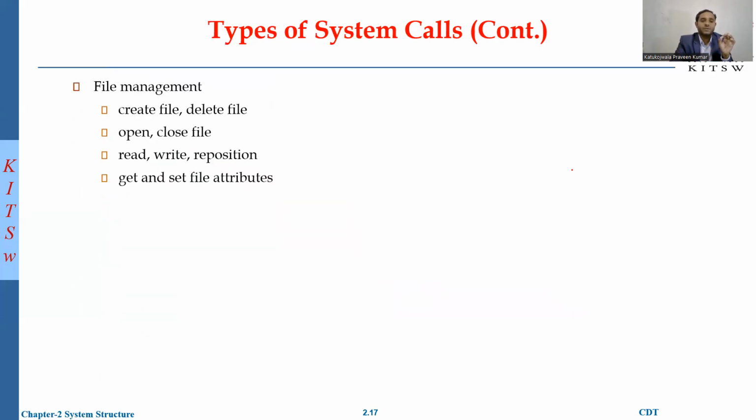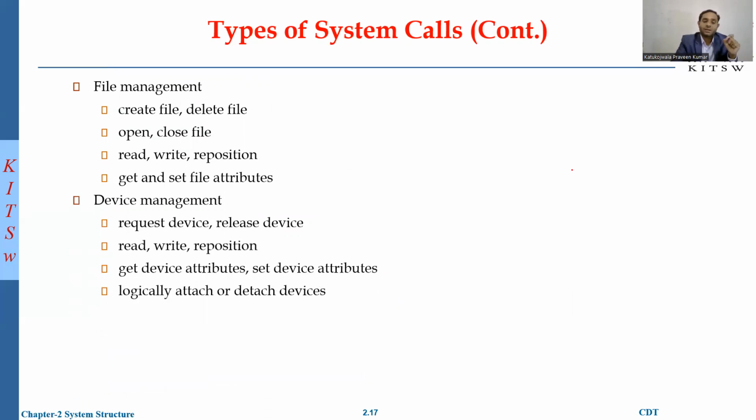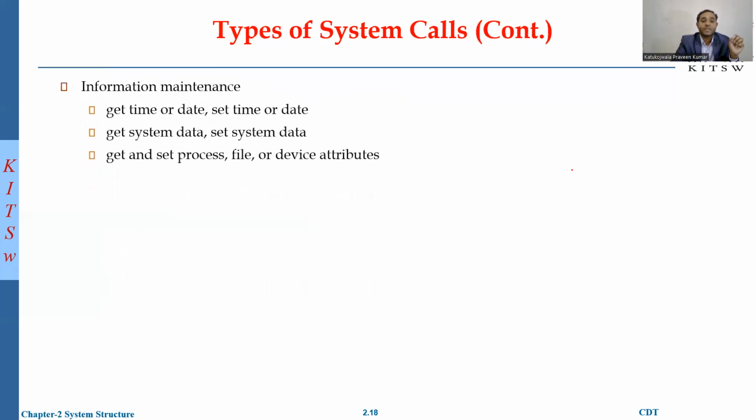Then file management. Create file, delete file, open file, close file, read, write, get and set file attributes. All these are the system calls which come under file management. Then device management. When you want to manage your devices, there are other system calls like request device, release device, get device, set device, logically attach or detach device. These all come under device management system calls.